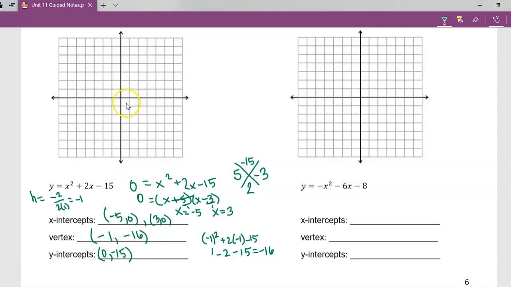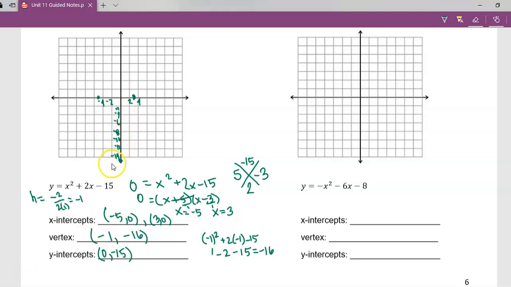So go up to my function here. Let's do each of our squares as 2 because we have some bigger numbers here. So negative 2, negative 4, negative 6, negative 8, negative 10, negative 12, negative 14. So we're going to be even a little bit lower than that. So my y-intercept is going to be here at 0, negative 15. My x-intercepts are at negative 5, 0, and 3, 0. And then my vertex is at negative 1, negative 16.